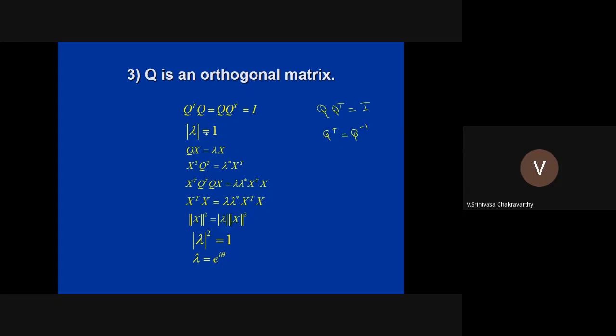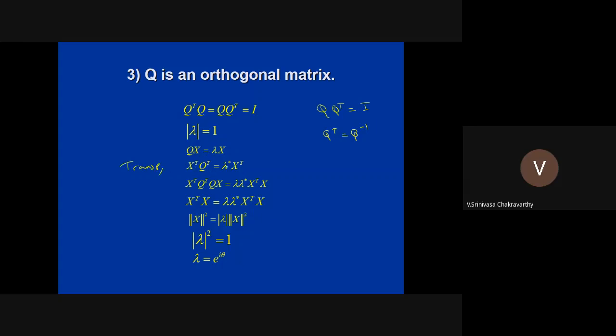For such a matrix, all the eigenvalues are of unit length. That means they sit on the unit circle in the complex plane. Why is that? Let us start with the eigenvalue equation again. Qx is equal to lambda x, and then take the transpose.